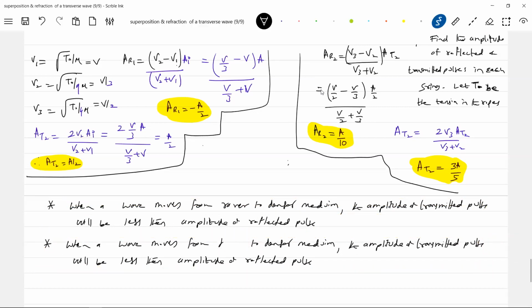denser to rarer, the amplitude of transmitted pulse will be greater than amplitude of, sorry, this is incident, no? Please do notice this less than and greater than, these terms are very important.